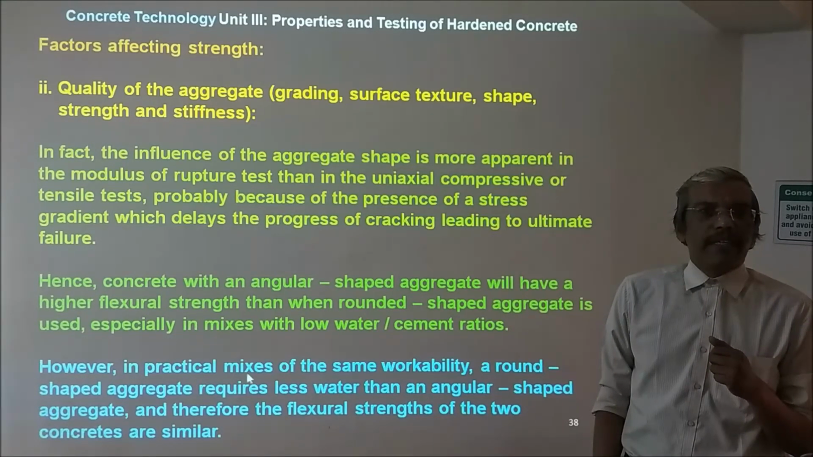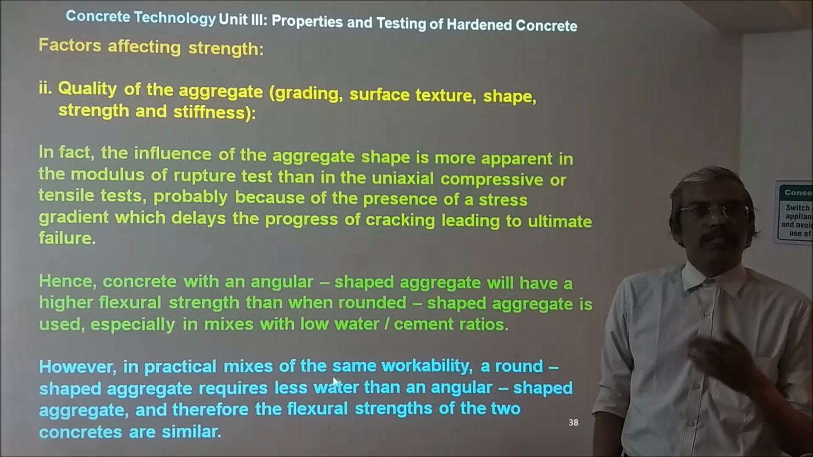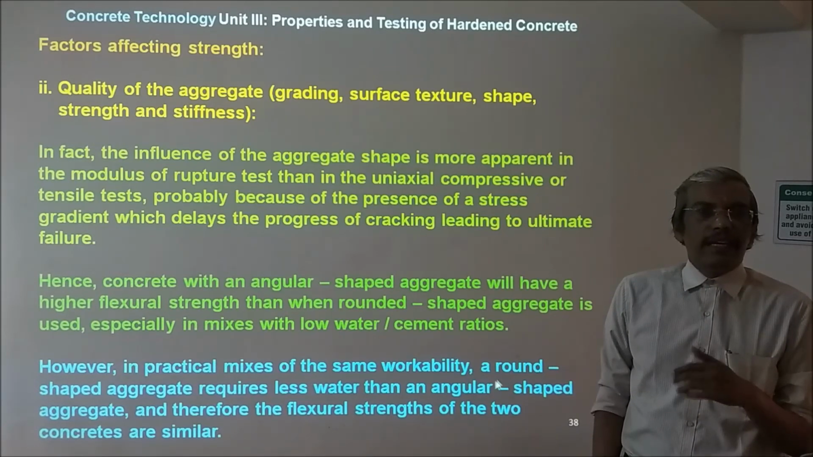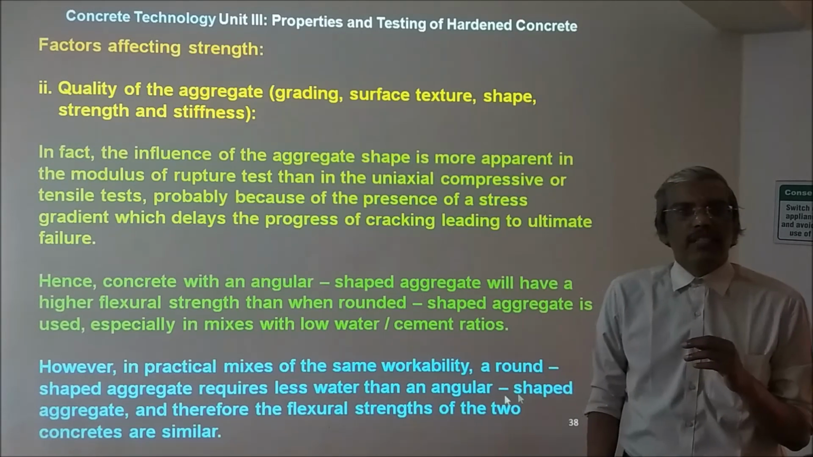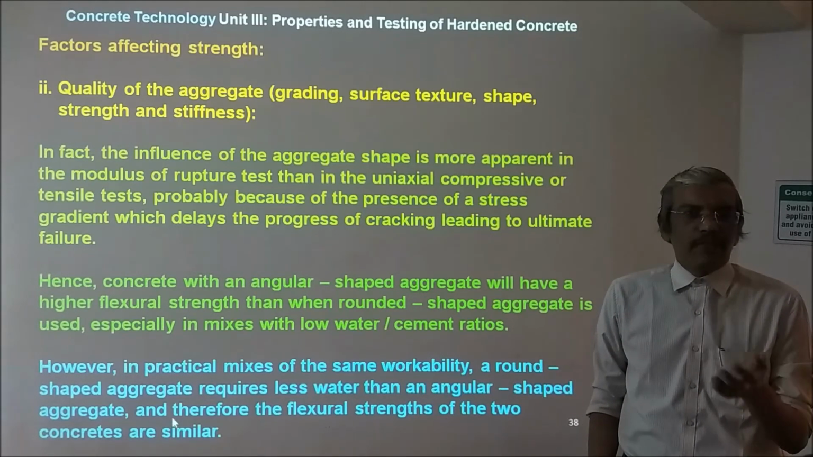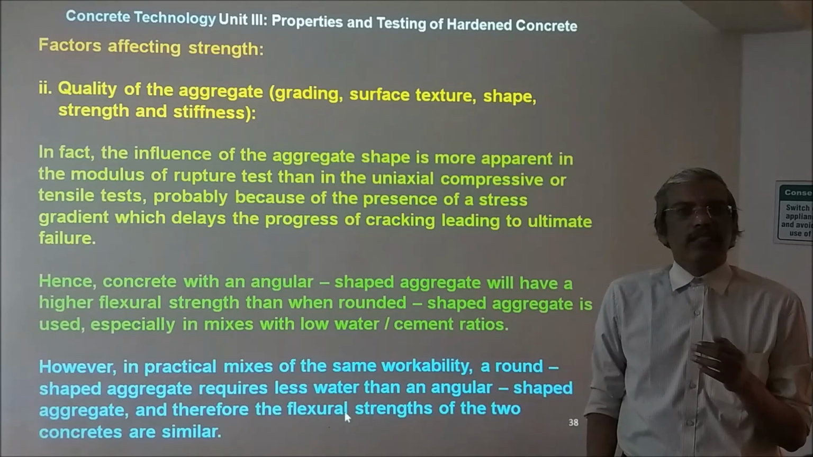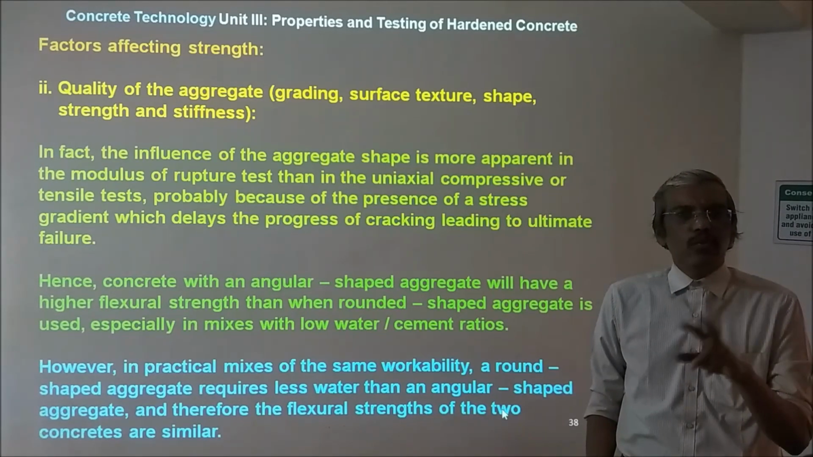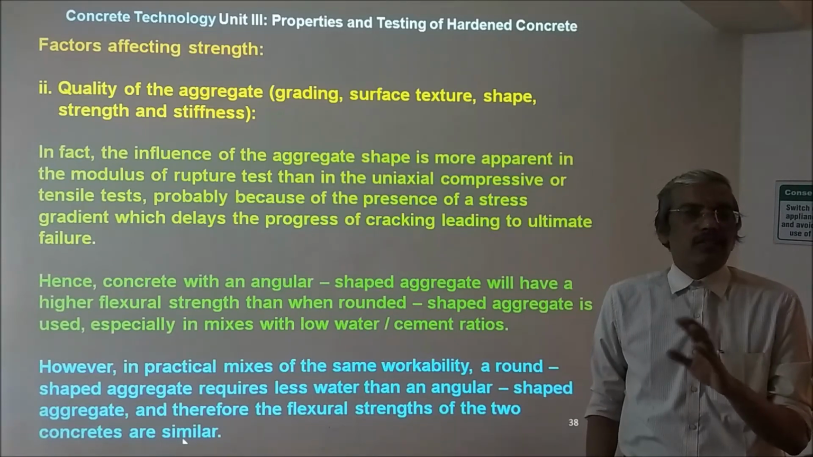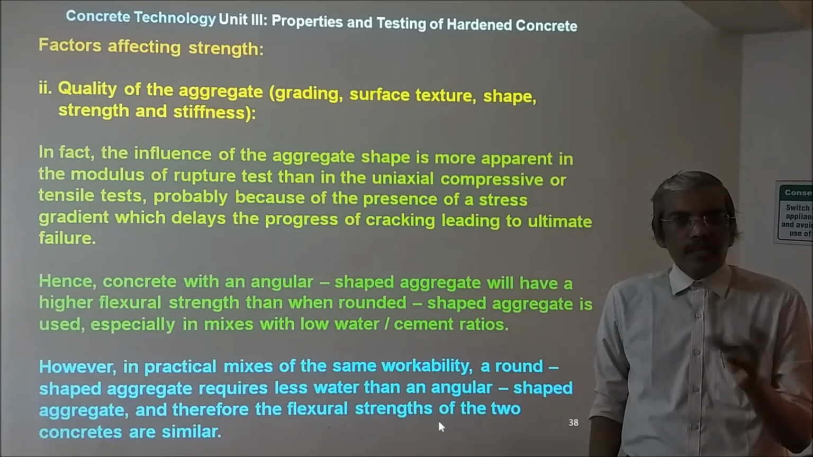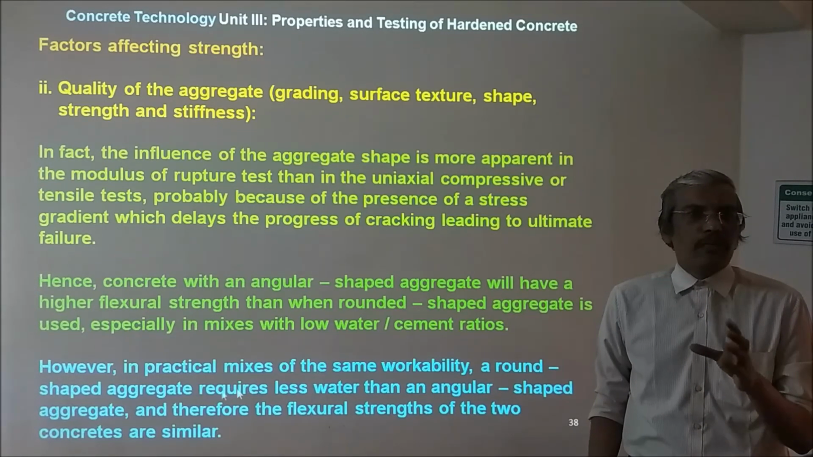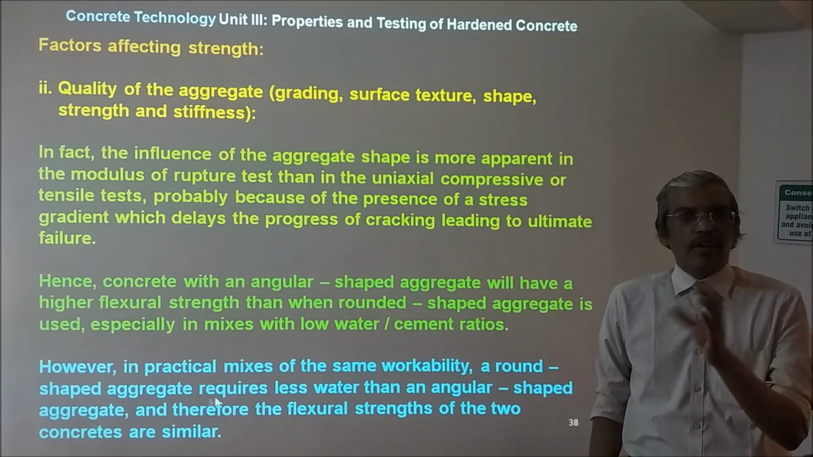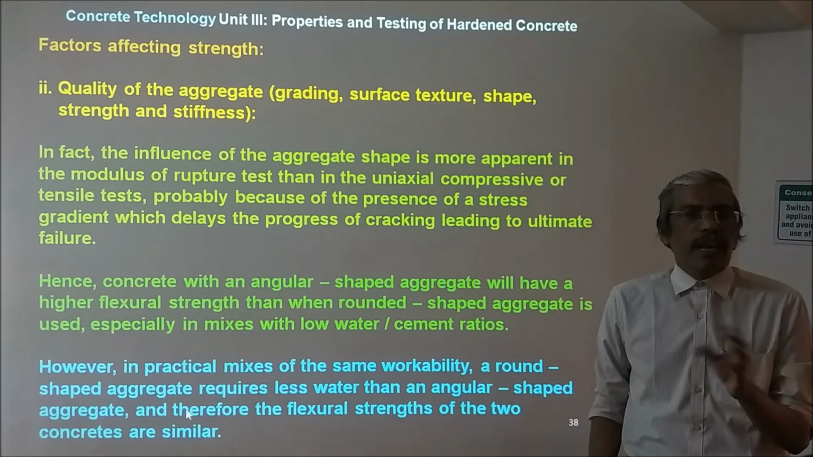However, in practical mixes of the same workability, a round shaped aggregate requires less water than an angular shaped aggregate, and therefore the flexural strengths of the two concretes are similar. Here the two concretes mean a concrete with a rounded shape aggregate and a concrete with angular shaped aggregate.